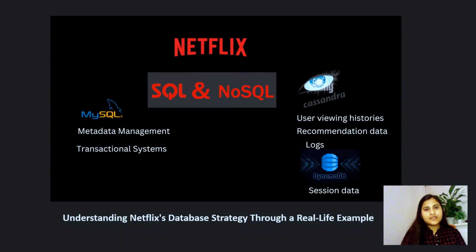Now let us understand Netflix's data strategy and how they combine SQL and NoSQL. Netflix uses MySQL for managing structured relational data like content, metadata, and transactions. For handling massive real-time and distributed data like user preferences, viewing history, and logs, Netflix relies on NoSQL databases like Cassandra and DynamoDB. This combination helps Netflix balance reliability, flexibility, and scalability to provide a seamless streaming experience for millions of users worldwide.